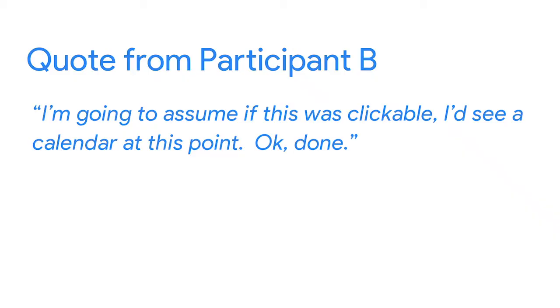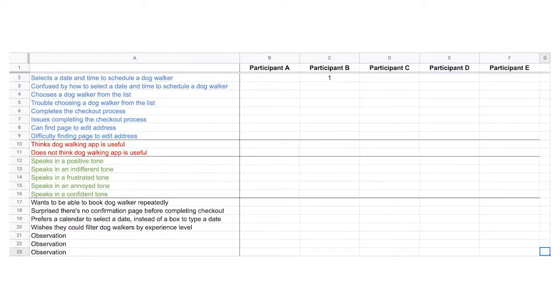Let's pause here. Participant B just completed the first task, which tells us whether or not they can select a date and time to schedule a dog walker. Participant B said, I'm going to assume if this was clickable, I'd see a calendar at this point. Okay, done. Based on this, I'm going to put a 1 in cell C2 to show that participant B was able to select a date and time to schedule a dog walker.